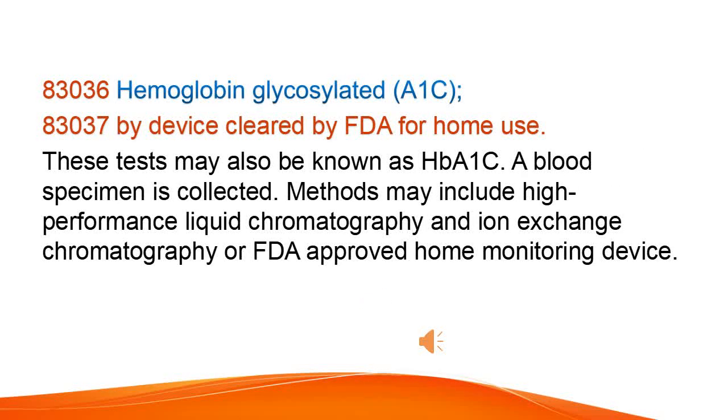Hemoglobin glycosylated, A1C. By device cleared by FDA for home use. These tests may also be known as HbA1c. A blood specimen is collected. Methods may include high-performance liquid chromatography and ion exchange chromatography or FDA-approved home monitoring device.